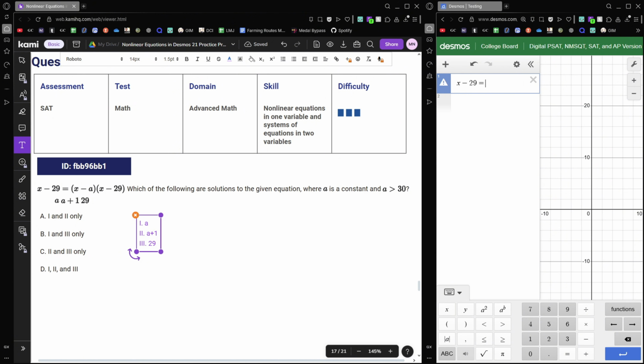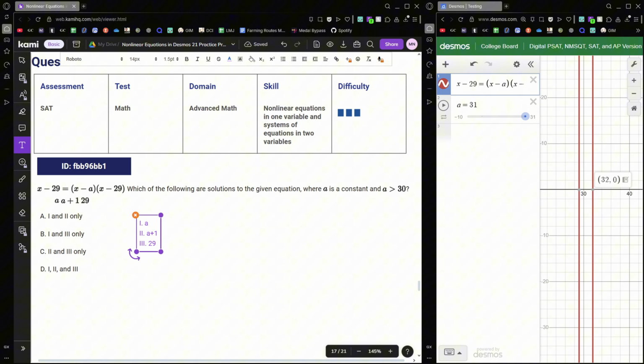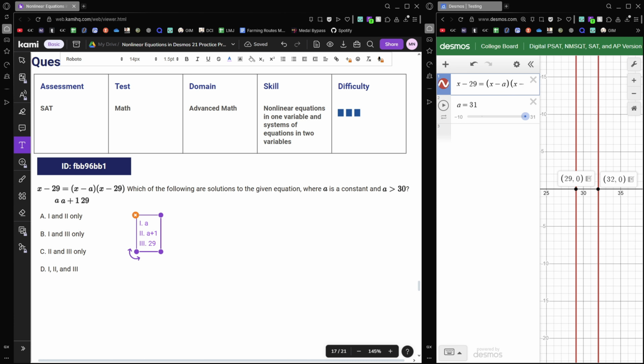X minus 29 is equal to x minus A times x minus 29. Now normally we would put a slider here, but they do tell us that A has to be greater than 30, so we can make A 31. Alright, now we get that our solutions would be 29 and 32.